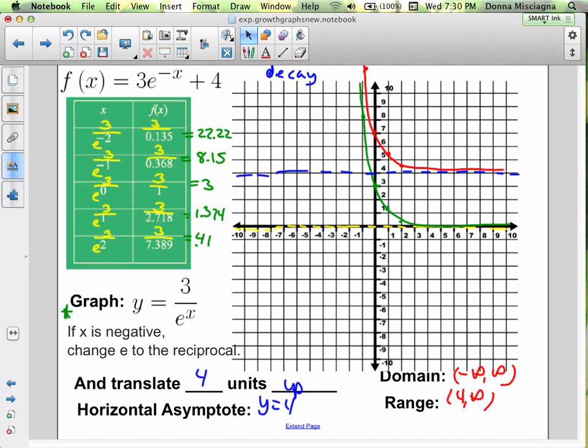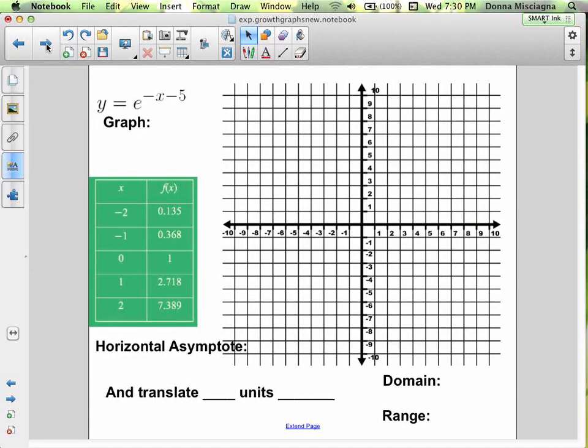All right, so we had 2 growths, we had a decay. What will be next? Will it be growth? Will it be decay? It will be decay. All right, so here we gotta be careful.